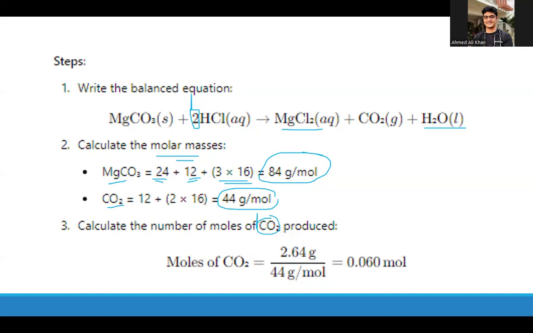So moles कैसे calculate करते हैं carbon dioxide के? Simply 2.64 divided by the molar mass MR of carbon dioxide, that is 44 grams. And that gives you 0.06 mole, right? Acha, Aslan, tell me what is the molar ratio of carbon dioxide and magnesium carbonate according to the balanced chemical equation?